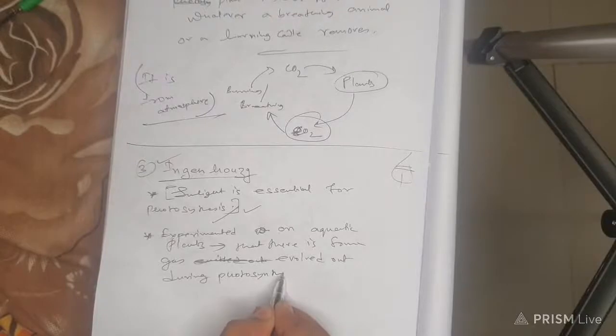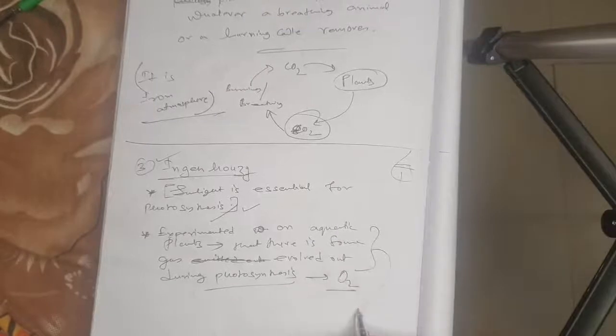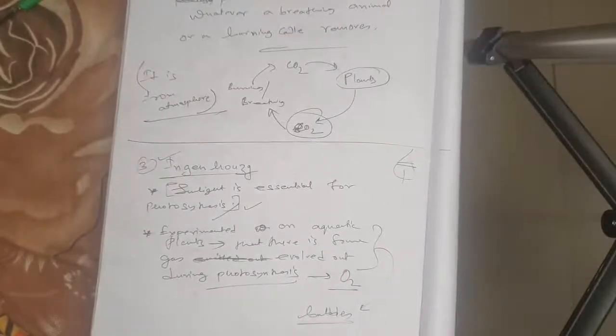Now what is the gas that is produced in photosynthesis? Now we know it to be O2. But his bubbling experiment, the bubbles proved that yes, a gas comes out. So look at these three experiments.